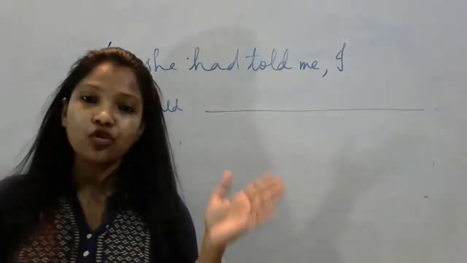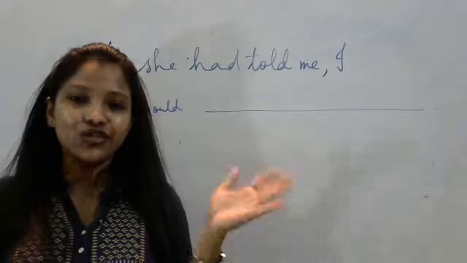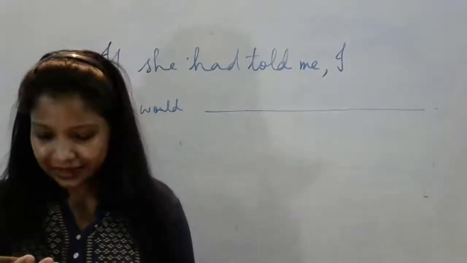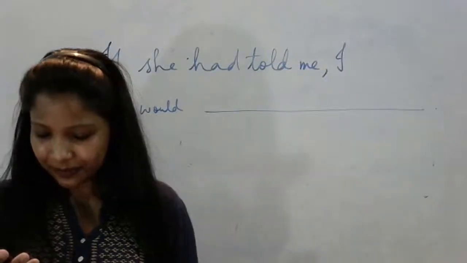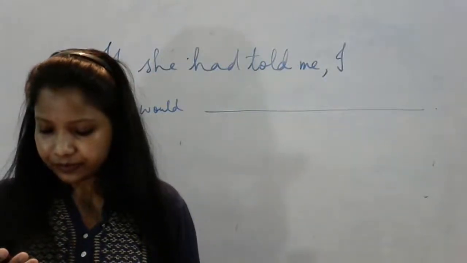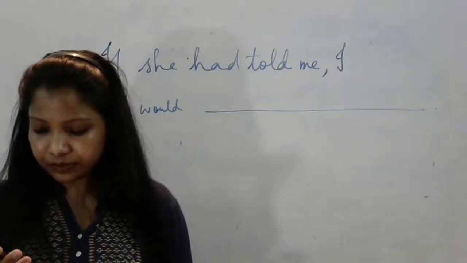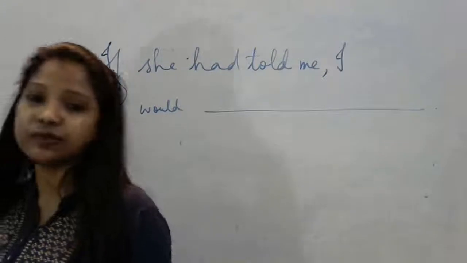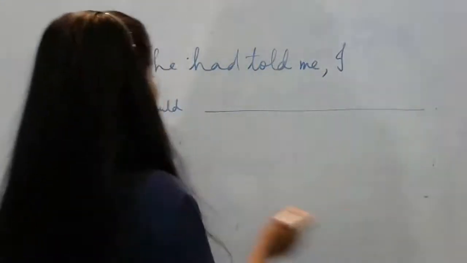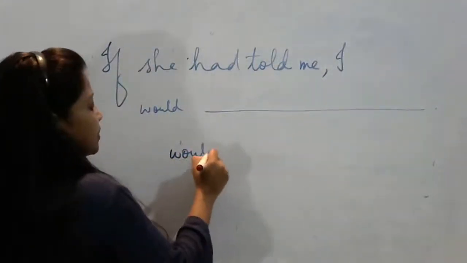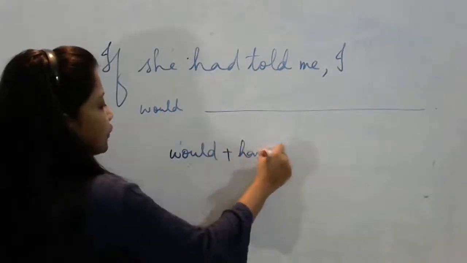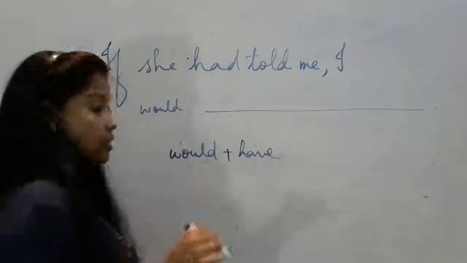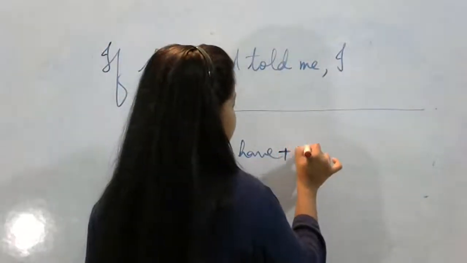But the first most important thing is do not forget the structure, type 3. I told you, would plus have plus V3. Have is missing in your sentence. Anisha, your sentence is also missing have. As I told you, the later part will be would. Please kindly pay attention, and if you are not able to follow, write it down somewhere. If still you are not able to remember, would plus have plus V3.